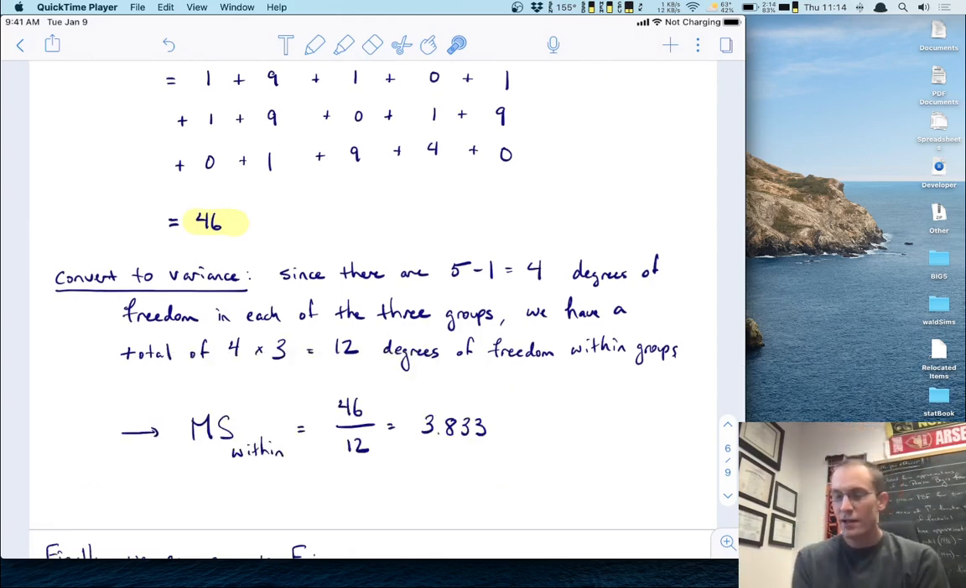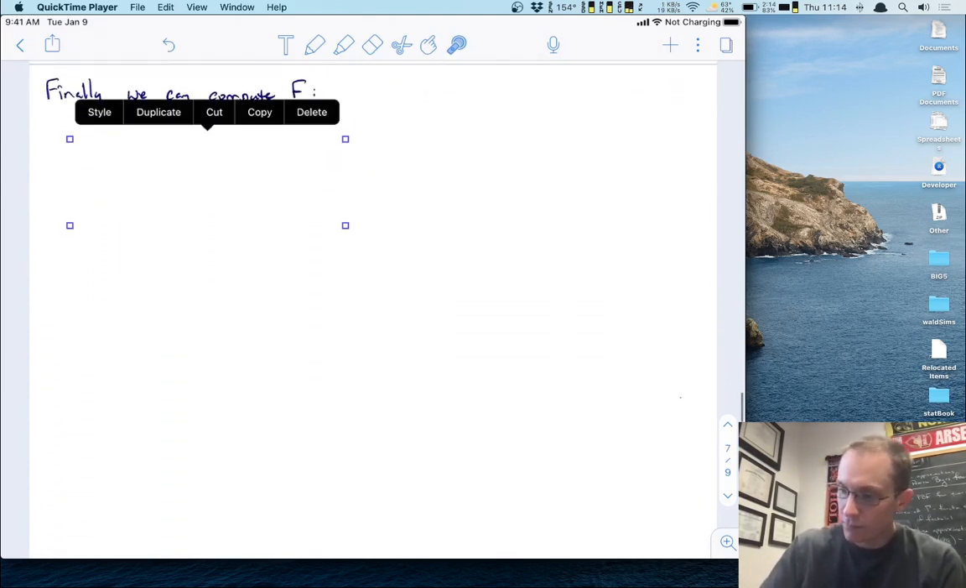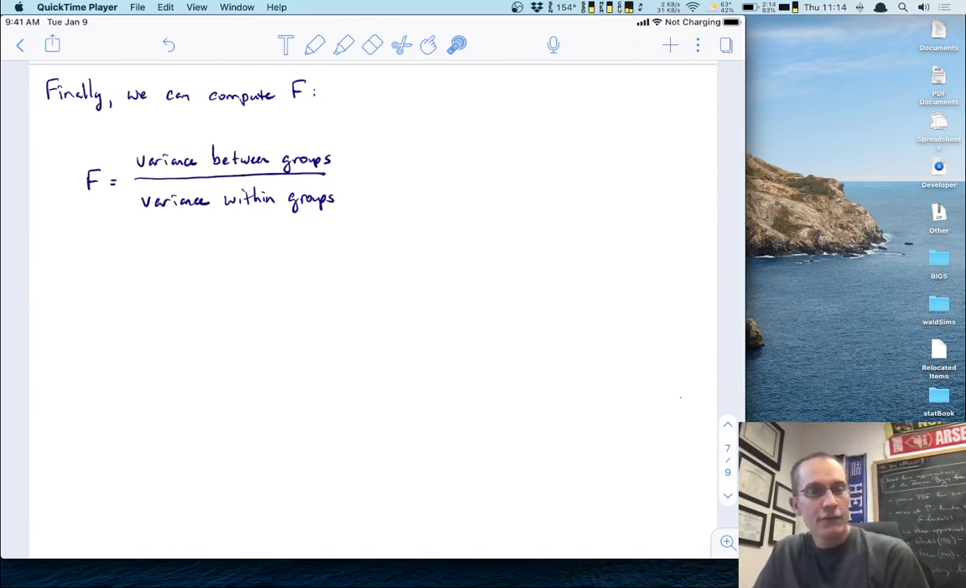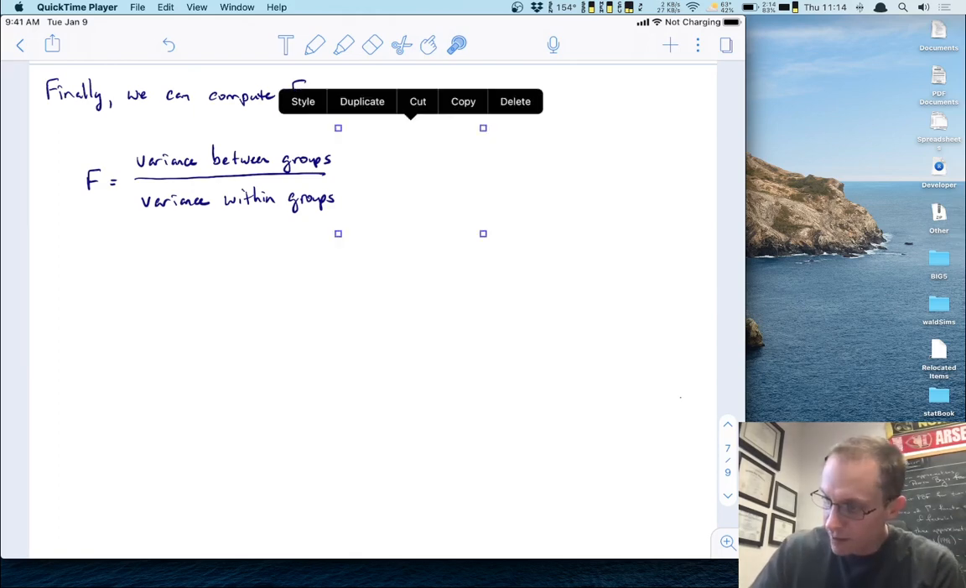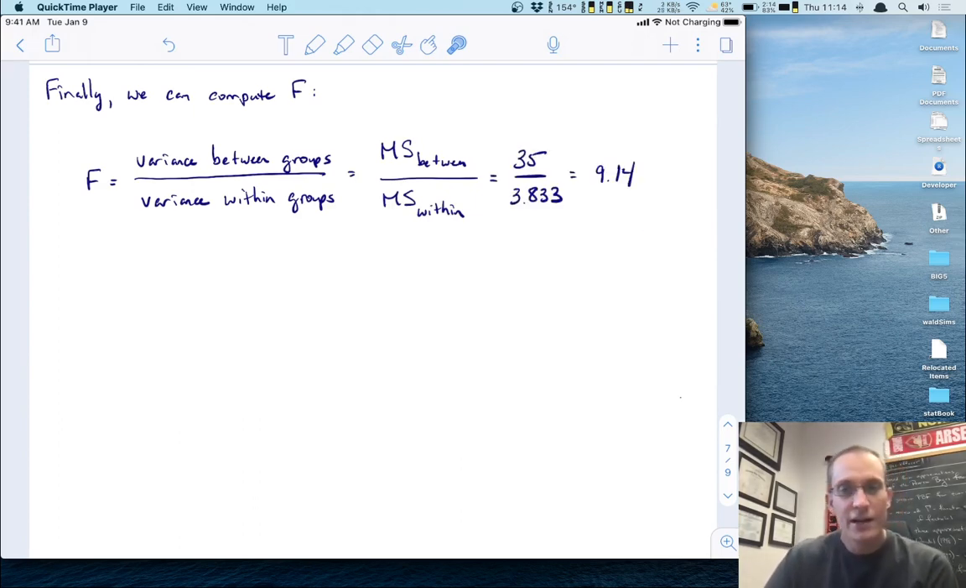So if we compute that variance, that MS, or mean square within, it's going to be that sum of squares 46 divided by that degrees of freedom 12, which turns out to be about 3.833. So finally, we can compute the F ratio. Remember, the F ratio, or the F statistic, is the variance between groups divided by the variance within groups. Notation-wise, that's MS between divided by MS within. We just figured out both of those. It was 35 divided by 3.833. If we do all that, it turns out to be 9.14.